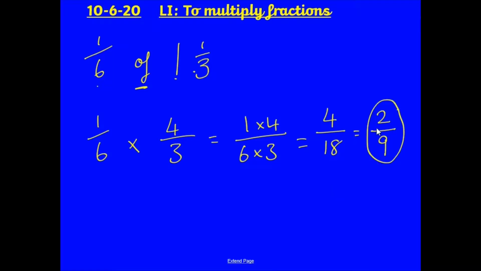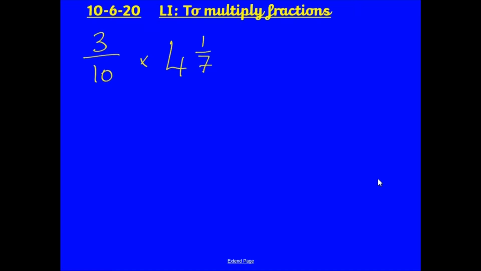Can I simplify that any more? No, I cannot, because 2 is only going to be divisible by 2, and this is an odd number, and that can't be done. So it's 2/9. So 1/6 of 1 1/3 is 2/9. Notice what I did was I took this out straight away, and I moved it into being a top-heavy fraction, an improper fraction. Okay then, 3/10 times 4 1/7.